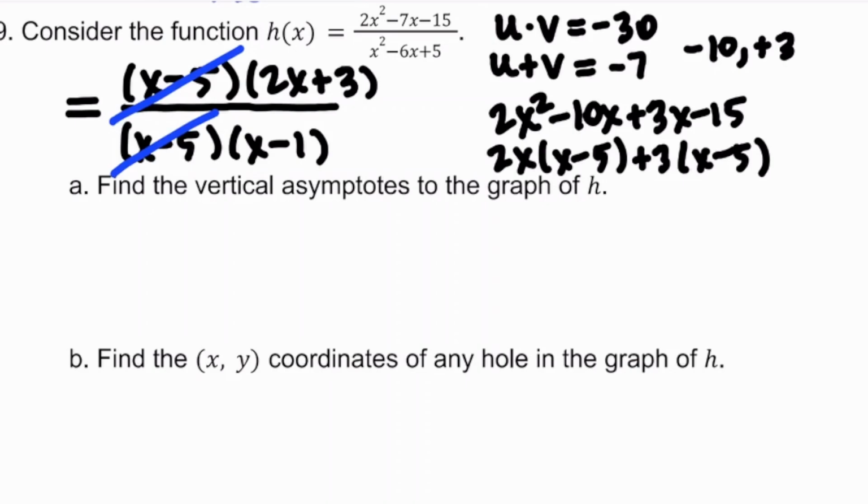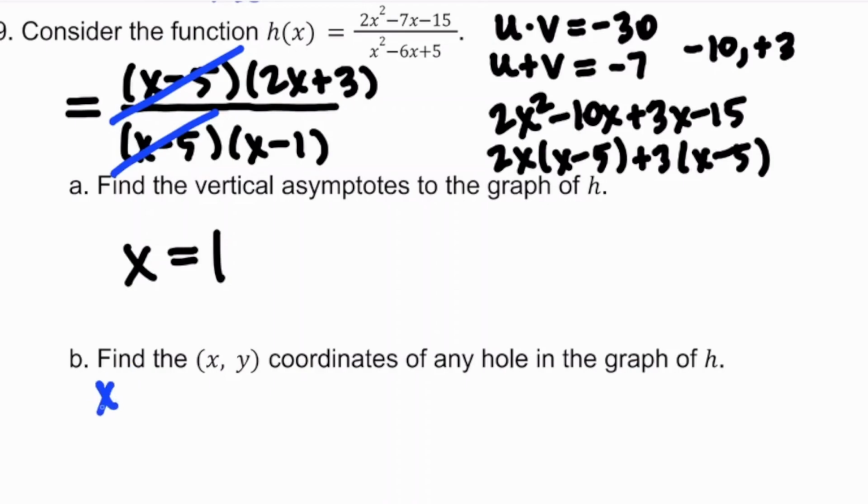Find the vertical asymptotes of the graph of h. These are the zeros of the denominator that are left after the cancellation. So that's going to be x equals 1, because x minus 1 is all I'm left with in the denominator. Find the xy coordinates of any hole in the graph of h. Well, that's going to come from anything that I canceled. The zero of the factor that I canceled is x equals 5.